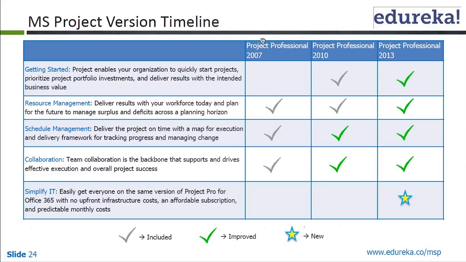MS Project version timeline. So in 2007, we hardly have anything as per them, right? It doesn't mean that it was not there. It was there in some form. So that's what is included. So these 3 features of resource management, schedule management, and collaboration were there in 2007, in case you have older versions.